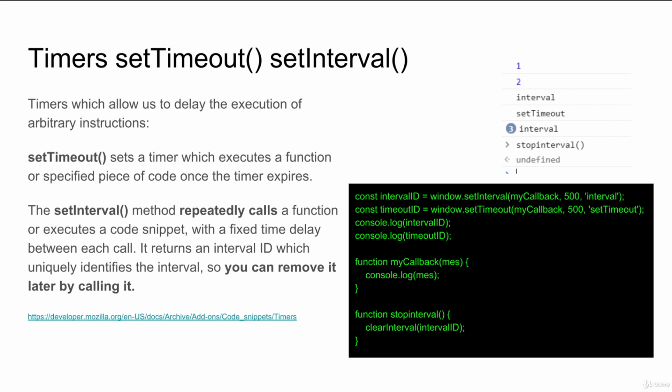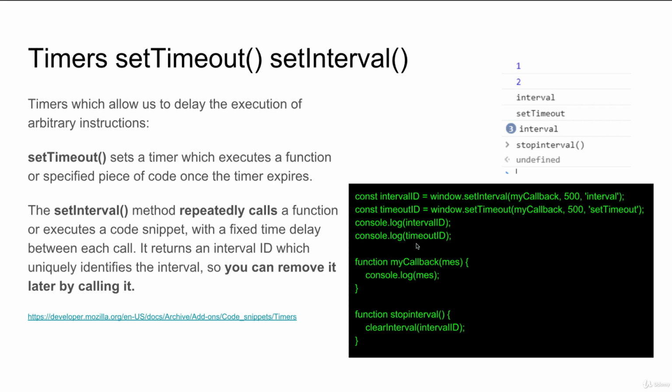timer expires. There's also setInterval, which is slightly different because this will repeatedly call a function or a block of code with a fixed time delay between each call. So it returns an interval ID, which can be tied back to it, and you can remove it at a later point. So you can set the timeout, and then you can also set the interval, and then you can remove the interval when you want to remove it.